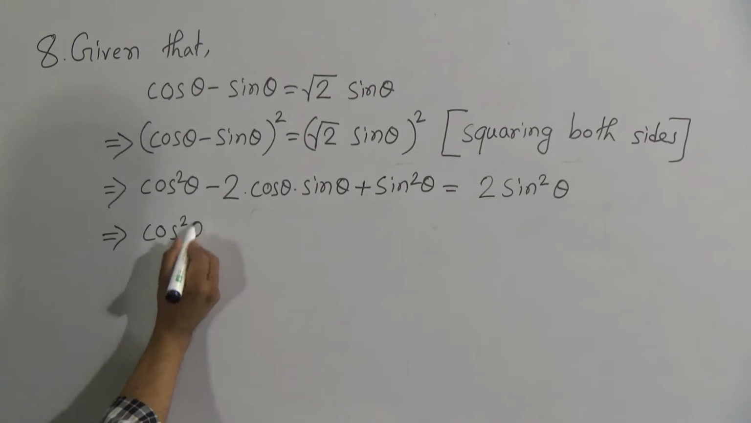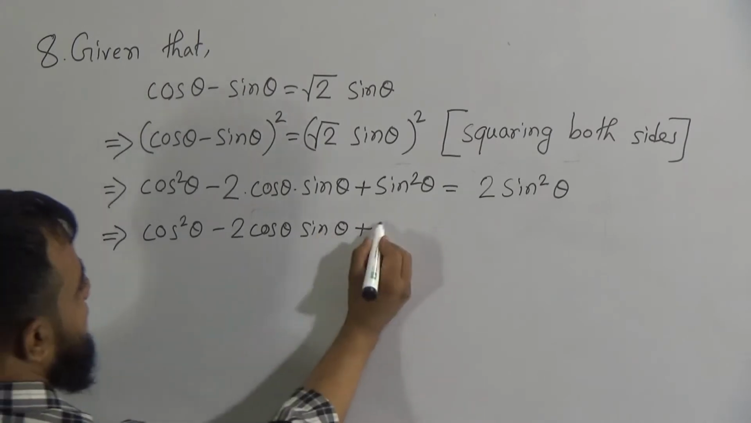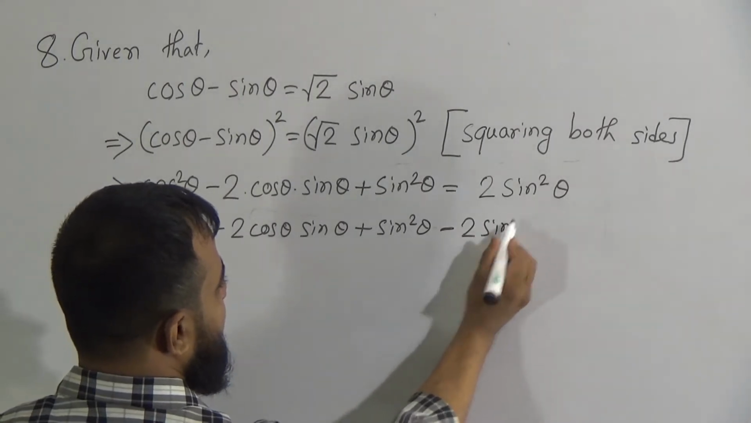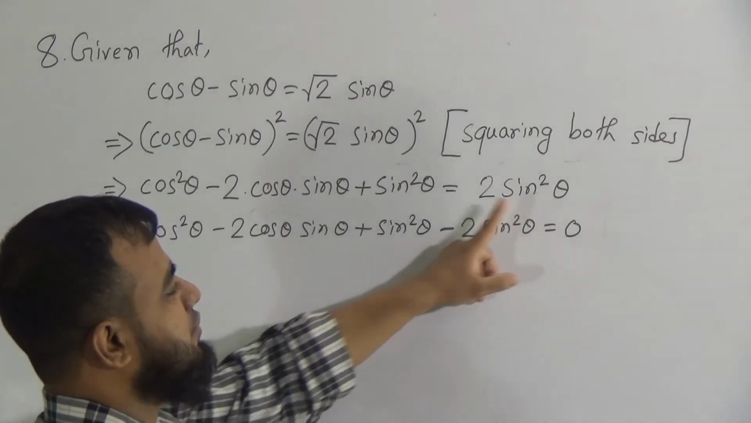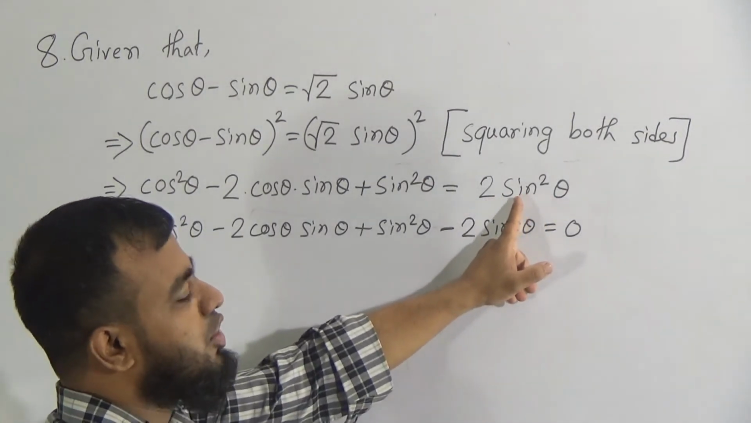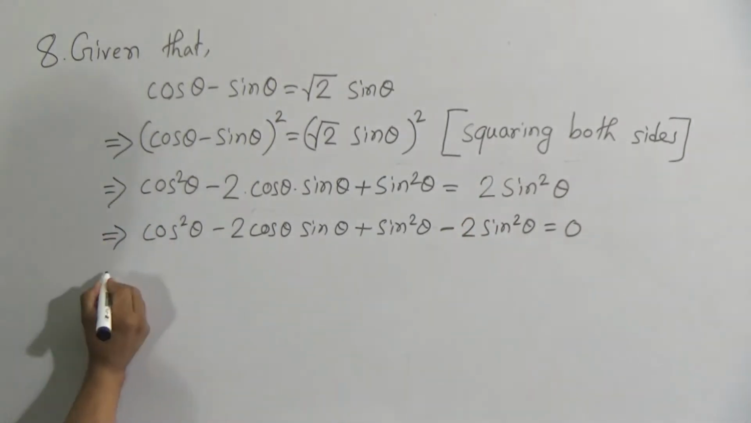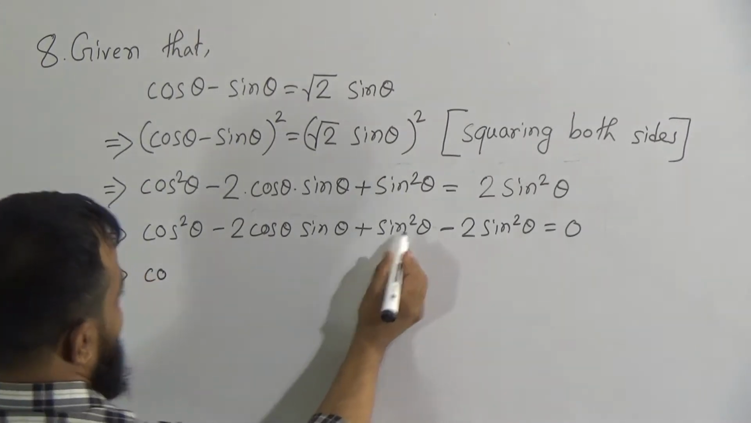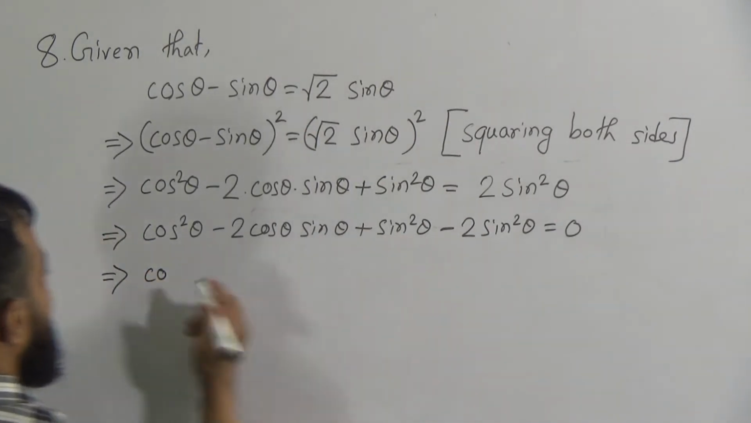It's cos square theta minus twice cos theta sin theta plus sin square theta minus 2 sin square theta, equal to 0. If we transfer this expression to the left side, then this 2 sin square theta will take a minus sign, because it had a plus sign before. Now, my dear students, we can subtract 2 sin square theta from sin square theta, and we will get minus sin square theta, since 1 minus 2 is minus 1.